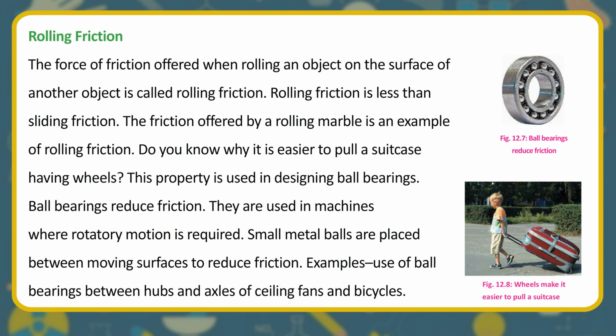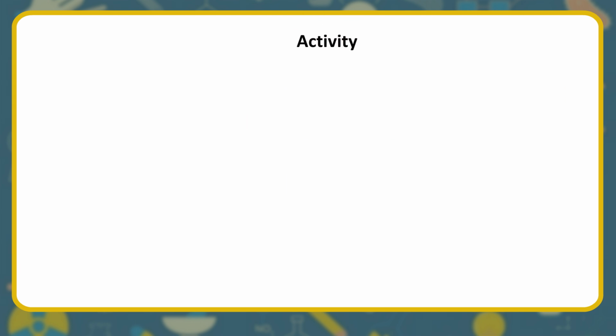Small metal balls are placed between moving surfaces to reduce friction. Examples: use of ball bearings between hubs and axles of ceiling fans and bicycles. Wheels make it easier to pull a suitcase. Ball bearings reduce friction.